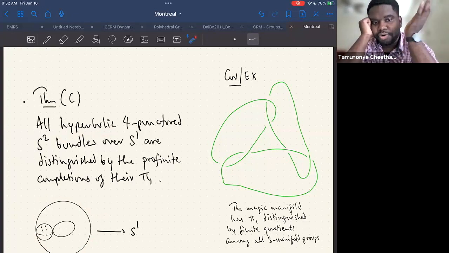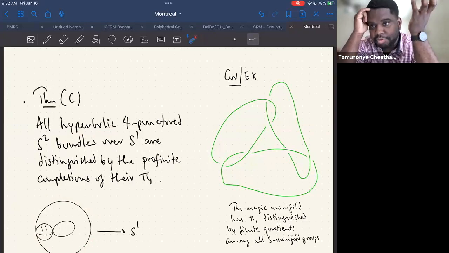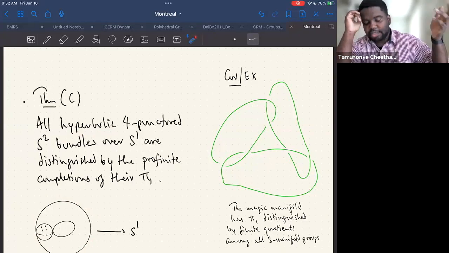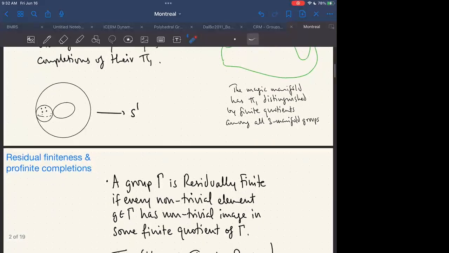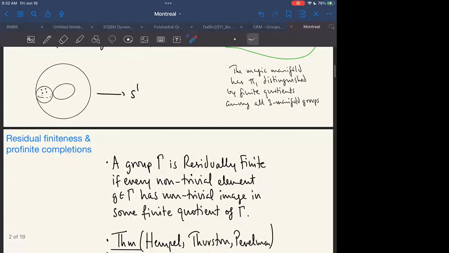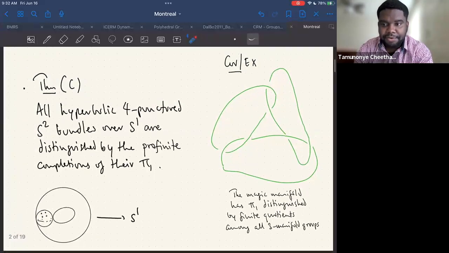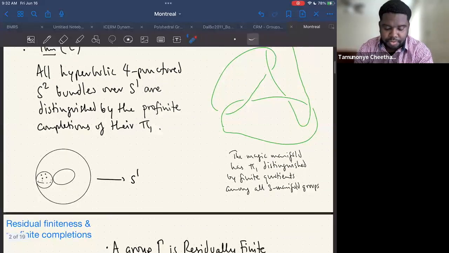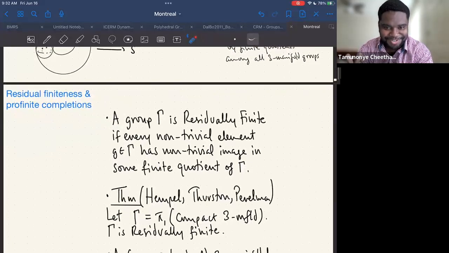It's a corollary of this theorem that it is distinguished by its finite quotients among all three manifold groups. Okay, and so are they distinguished among all three manifold groups, or just other four punctured sphere bundles? All three manifold groups.